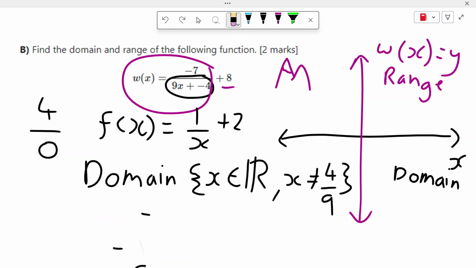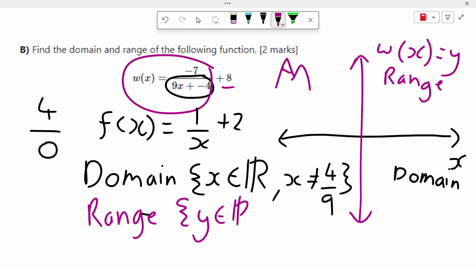We can just say that our range can't equal 8. So again, we put the fancy format to say y is an element of all real numbers, and we say y cannot equal 8. There we go.